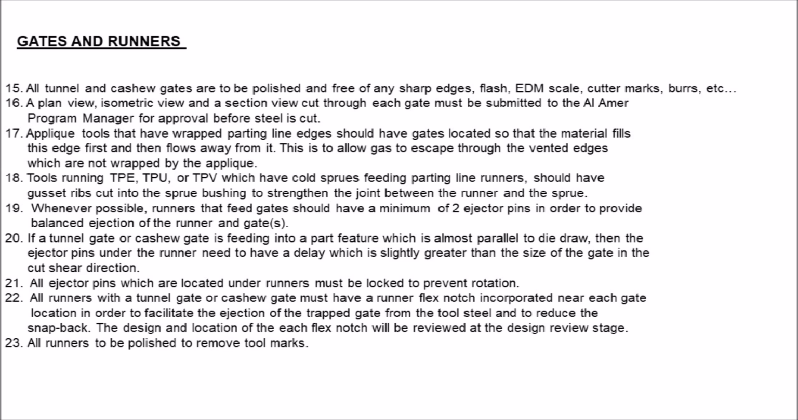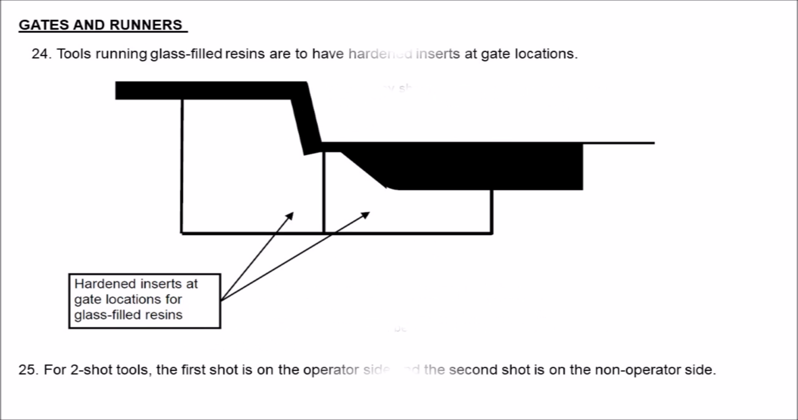22. All runners with a tunnel gate or cashew gate must have a runner flex notch incorporated near each gate location in order to facilitate the ejection of the trapped gate from the tool steel and to reduce the snapback. The design and location of each flex notch will be reviewed at the design review stage. 23. All runners to be polished to remove tool marks. 24. Tools running glass-filled resins are to have hardened inserts at gate locations.